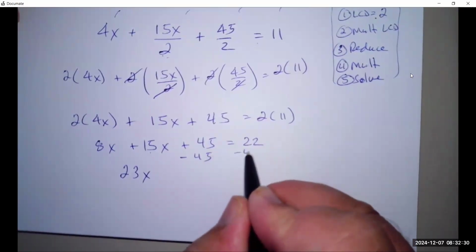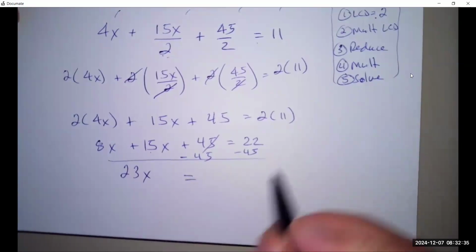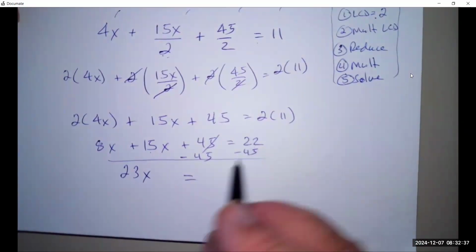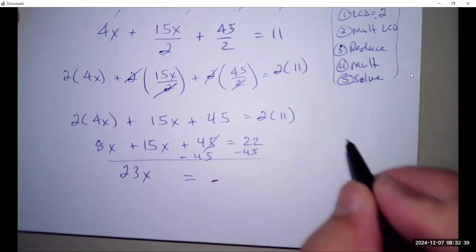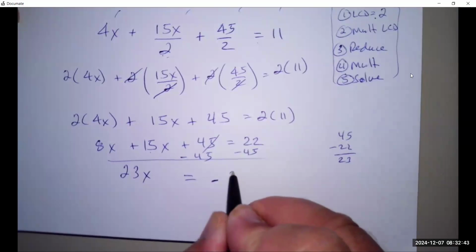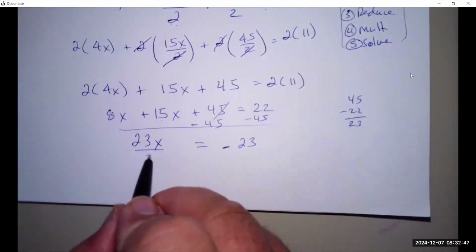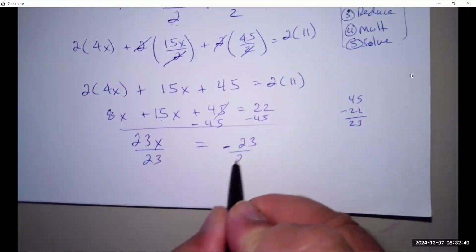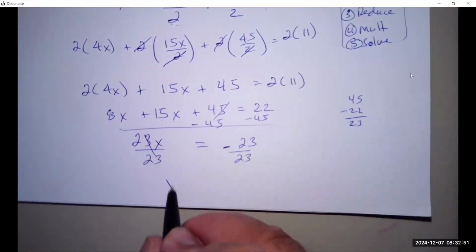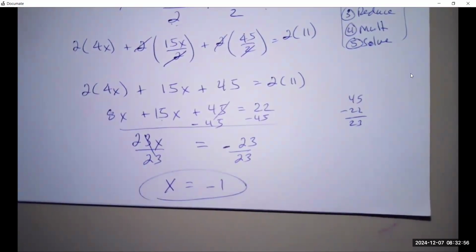Move the 45 to the other side. 45 minus, so 45 is bigger, so it's negative. So we have 45 minus 22 is 23. Solve for x, divide by 23. So x is equal to -1. So that's my x component.